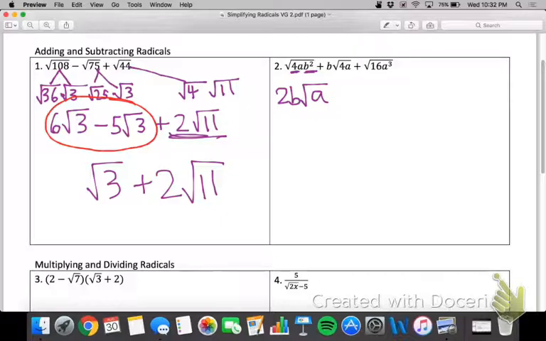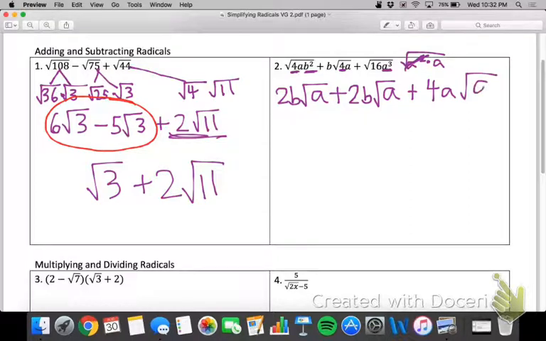b times square root of 4a. So square root of 4 is a perfect square. So that one I can bring out. So now it's 2b. And then I have square root of a inside the radical. In this third one, 16 is a perfect square. So I can bring that out as a 4. And then a cubed, remember that's a squared times a. So if I'm doing the square root of all that, I can bring this one outside the radical as a, but then the other a has to stay inside the radical.